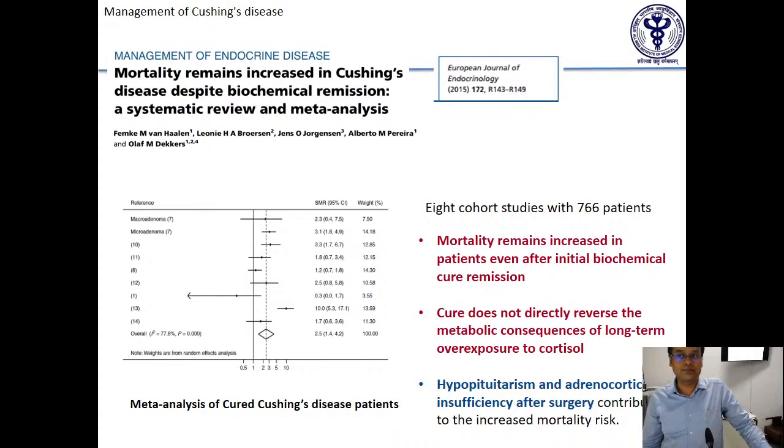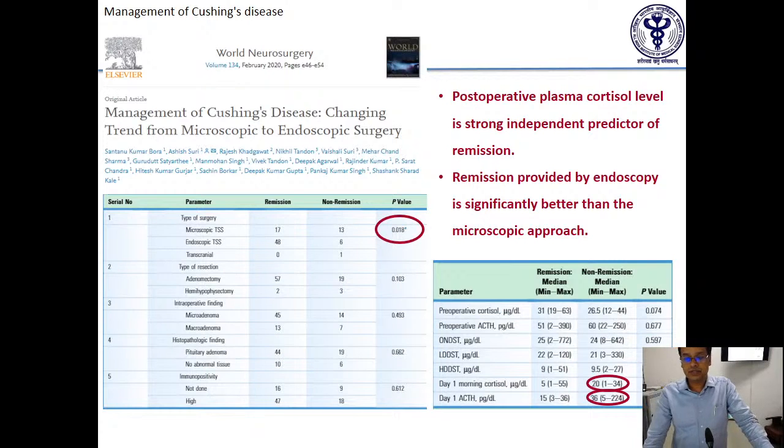As soon as the patient comes to us, there should be no delay in diagnosis and management so that we can give the benefit of this multidisciplinary approach to the patient. This is our latest publication from our department regarding the management of Cushing's disease. It is a very important publication because it has changed the trend. It shows that endoscopic surgery gives a significantly better remission rate than microscopic surgery. It is already mentioned that it is because it gives a panoramic view of the sellar and parasellar region, including the cavernous sinus. So excision is better and it gives a very good outcome.